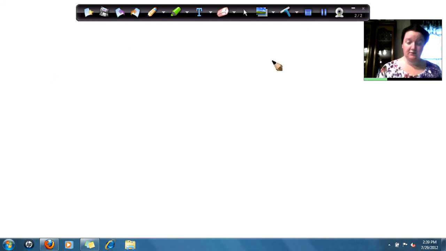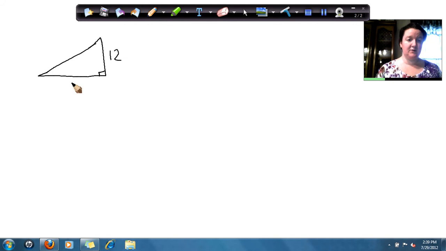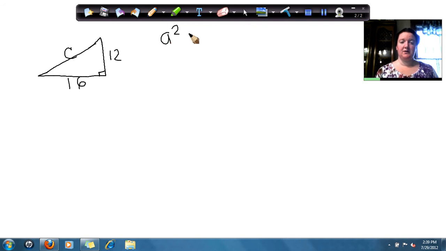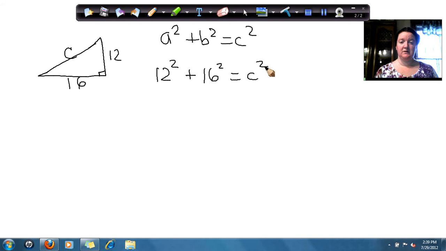If we have a triangle where, again, we have a 90-degree angle. This is 12 long, and this is 16 long, and we don't know how long that side is. Remember, it's a squared plus b squared equals c squared. So if I look at my legs, the leg here is 12. I'm going to square that. The leg here is 16. We're going to square that. And equal to c squared.